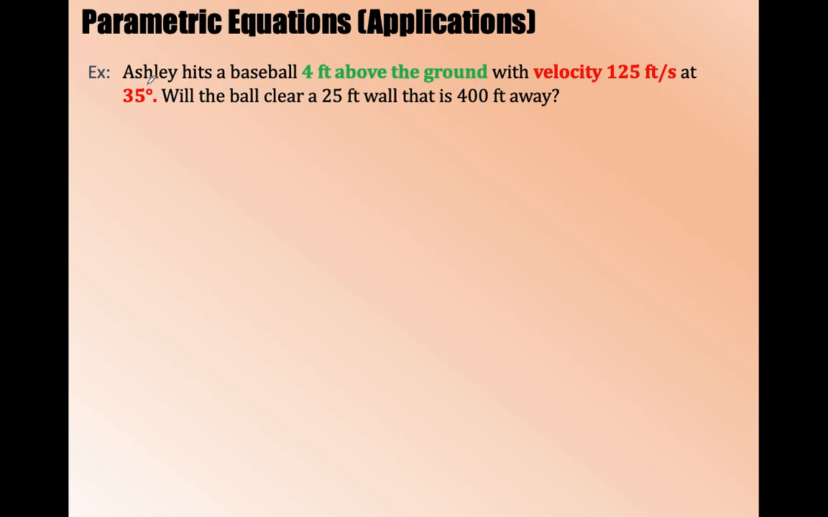So, talking about hitting a baseball. What do you think 4 feet above the ground is? Right, 4 feet above the ground sounds like the initial height to me. And I have a nice velocity here, 125 feet. So again, I know which gravity equation I'm using. But they want to know, will the ball clear? Now, I don't know if you know what that means in baseball terms. Basically, will the ball go over the wall? But the wall is 400 feet away. Oh my gosh, there's so many things going on here.